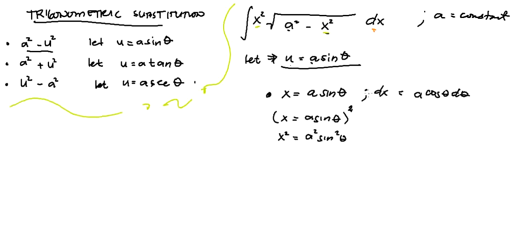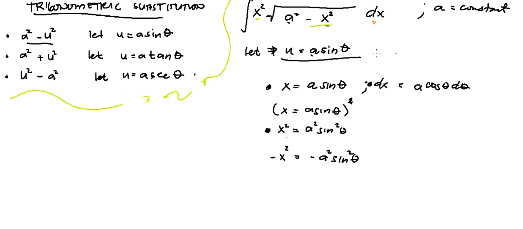We have x squared. Then based on our main integrand, we need a squared minus x squared. So let's multiply this whole term by negative 1. So we have negative x squared, negative a squared sine squared theta, because if we multiply this by negative 1, it must be on both sides in order for us to retain the original equation. Then we need to add a squared, so if we add a squared here, we also need to add a squared on the other side to keep our equation equal.